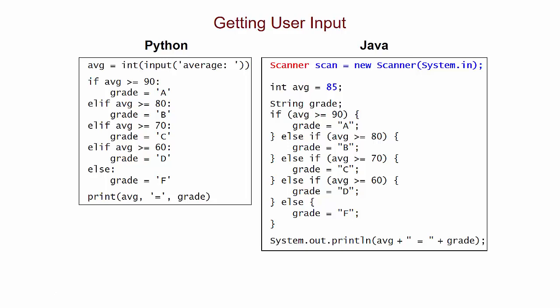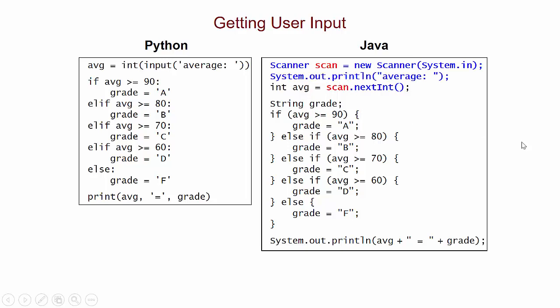Once we have our scanner object, we can then use it to get user input. And so down here where we used to have the 85, I'm going to replace that with a method call to a method called nextInt. And nextInt is inside the scanner object. It's a method that belongs to that scanner object. And so that's why I'm prepending the scanner object. So it's scan.nextInt. And that's going to pause, wait for the user to enter something, and then it's going to give us back the integer that the user enters, which I'm storing in avg.